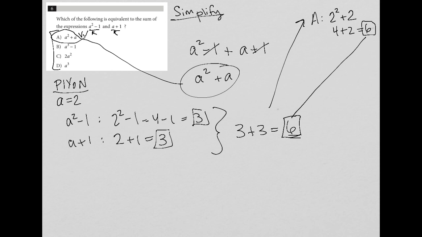And you'd find that if you tried B, C, or D with plugging 2 in for a, neither of those answer choices would give you 6. So choice A is the correct answer.